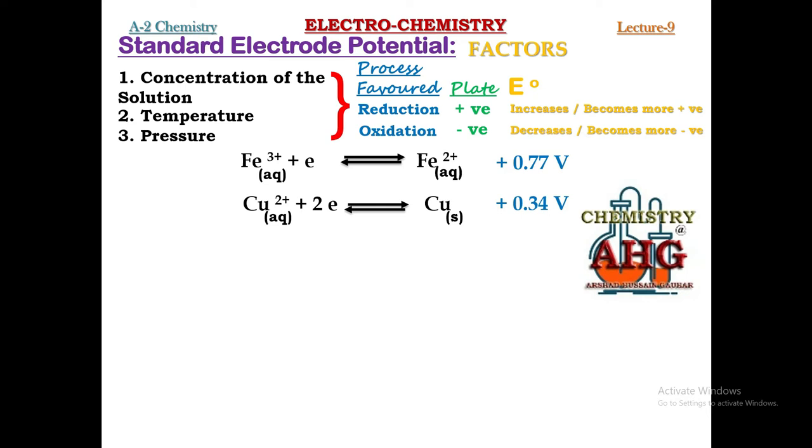Moving on to the next, third factor. If you want to study the effect of pressure, you must remember pressure can have some effect only on those reactions where there are gases. See the third half cell that is being given in this case. It is the half cell for hydrogen, and you know the standard electrode potential for hydrogen half cell is 0 volt. Now in this case it has been asked what is the effect of increasing the pressure on the E naught value of this half cell, on the standard electrode potential value of this half cell.